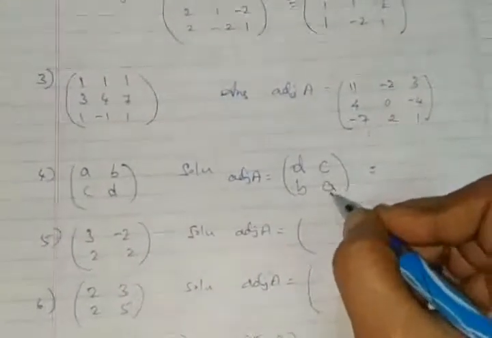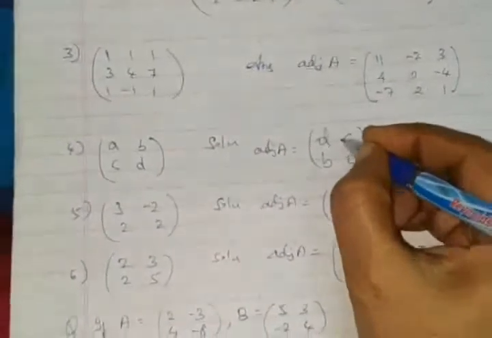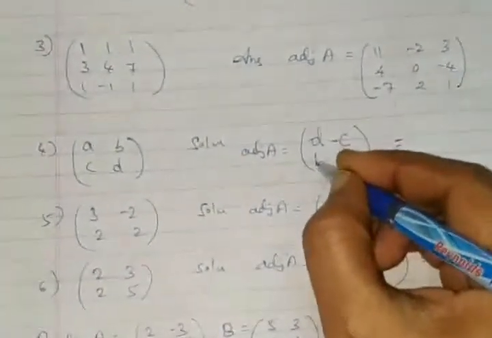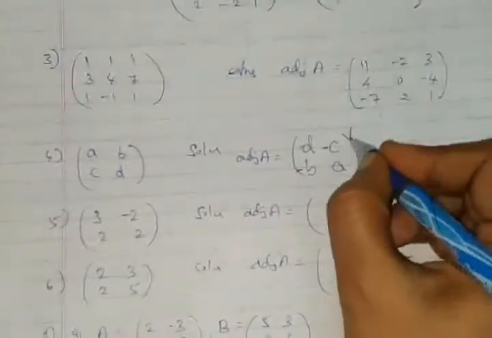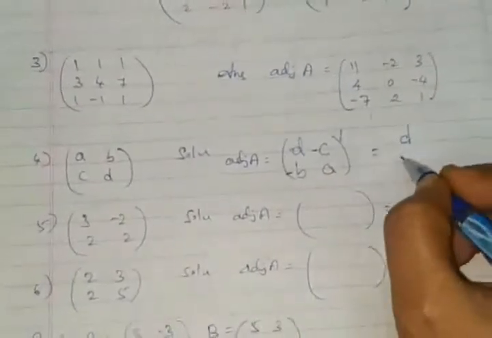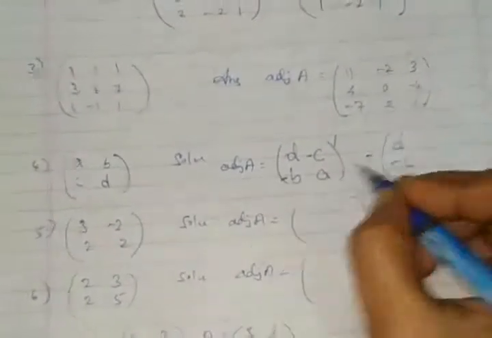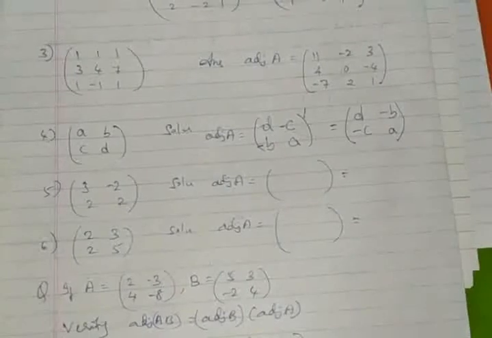We know it very well, sign is changed for these two elements for 2 cross 2 order. So this is minus C, this is minus B. Once we go for the transpose of this, I find it to be D in the first row, first column, this is minus B and this is A.